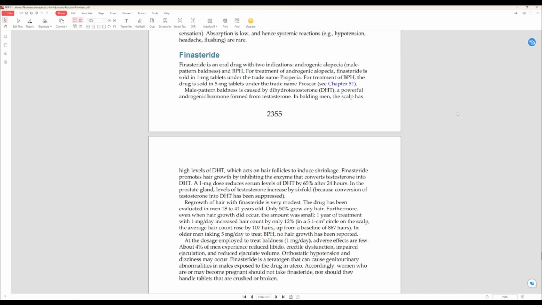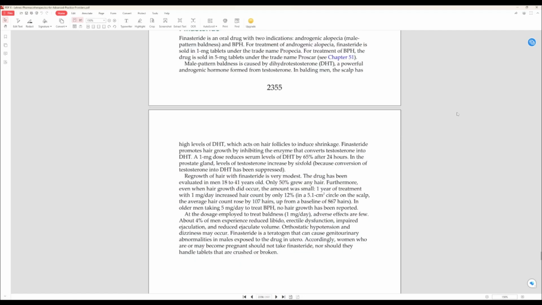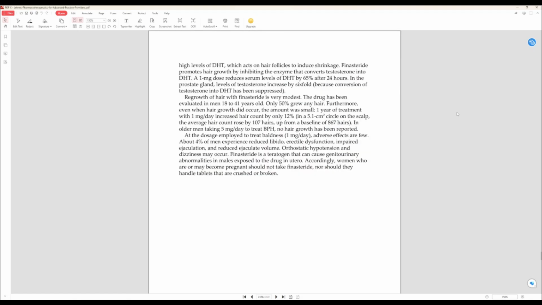Male pattern baldness is caused by dihydrotestosterone, a powerful androgenic hormone formed from testosterone. In balding men, the scalp has high levels of DHT, which acts on hair follicles to induce shrinkage. Finasteride promotes hair growth by inhibiting the enzyme that converts testosterone into DHT. A 1 milligram dose reduces serum levels of DHT by up to 65% after just 24 hours. In the prostate gland, levels of testosterone increase by sixfold.